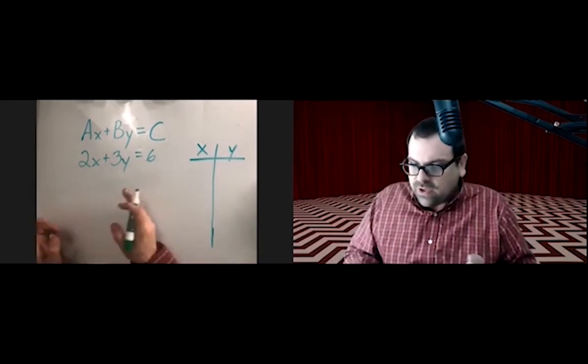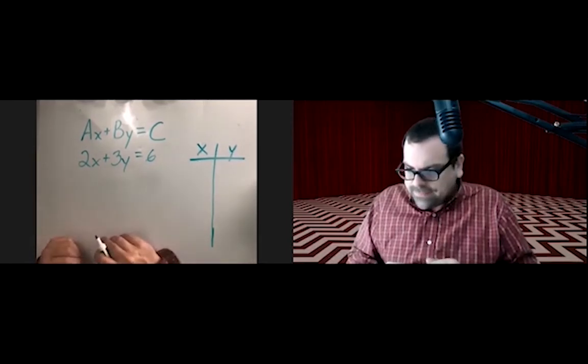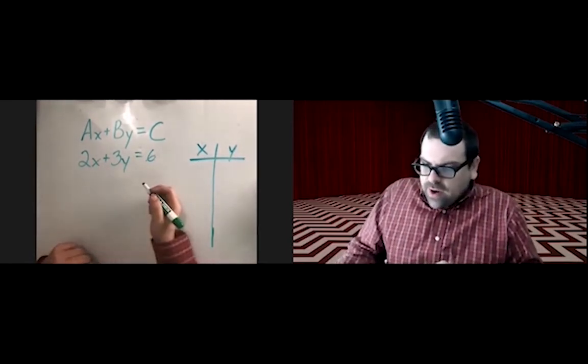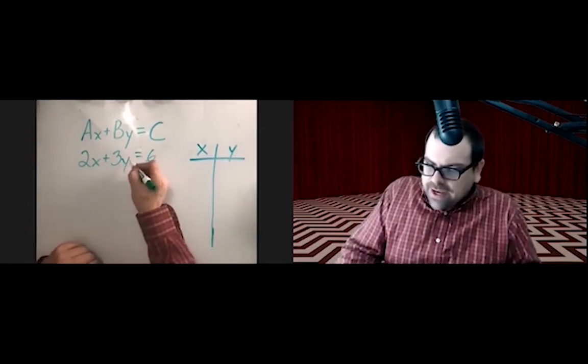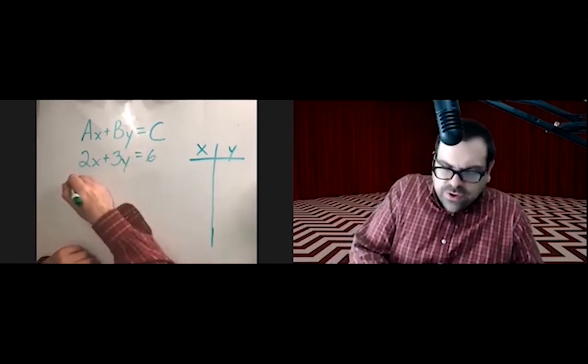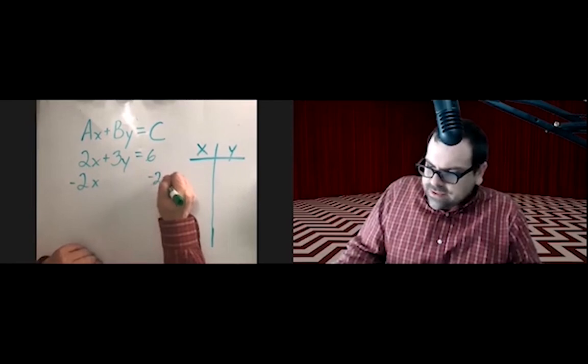So when we're done, we'll have y equals something involving the x. It's just like solving a regular equation. We want to get the y by itself, so we want to get the 3y by itself. So we want to subtract the 2x.